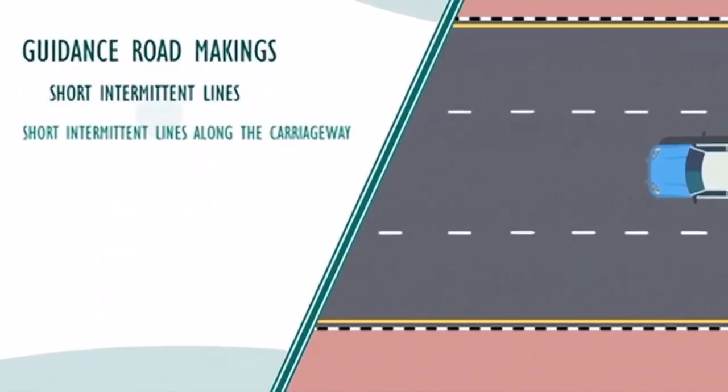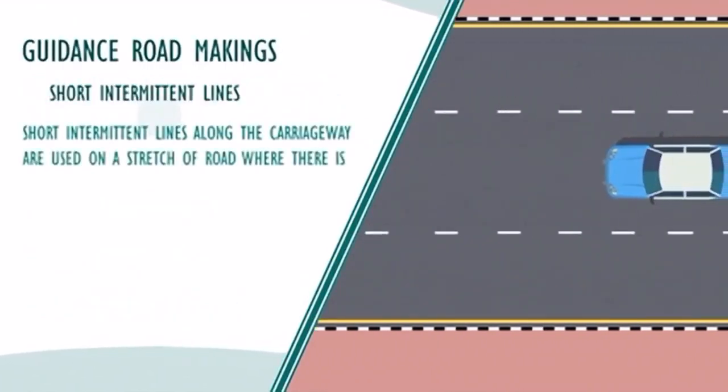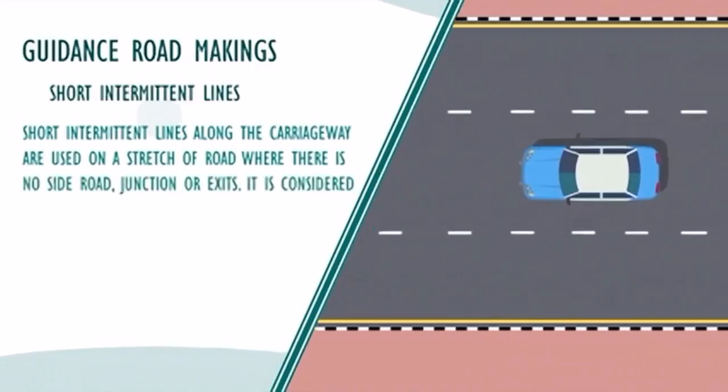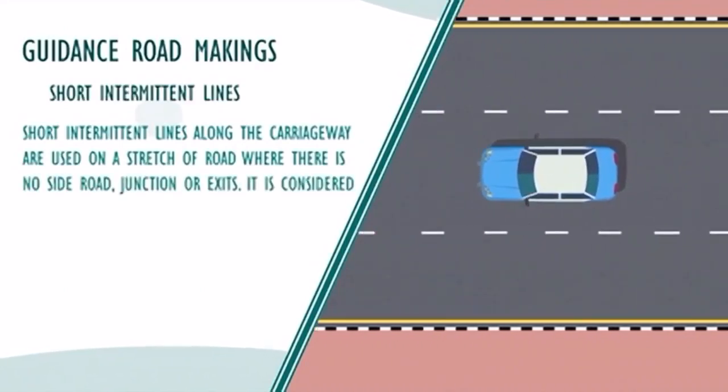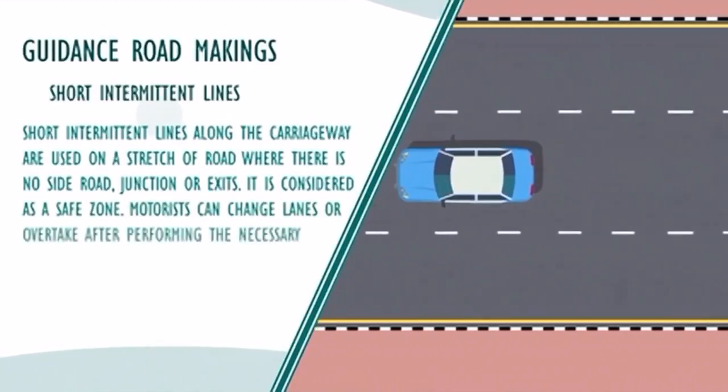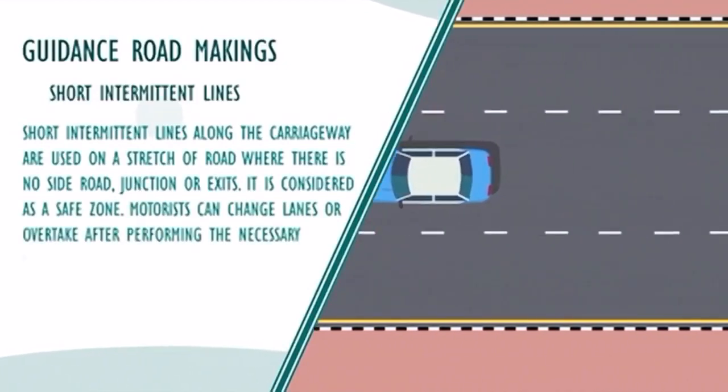Short intermittent lines along the carriageway are used on a stretch of road where there is no side road, junction or exits. It is considered as a safe zone. Motorists can change lanes or overtake after performing the necessary checks.